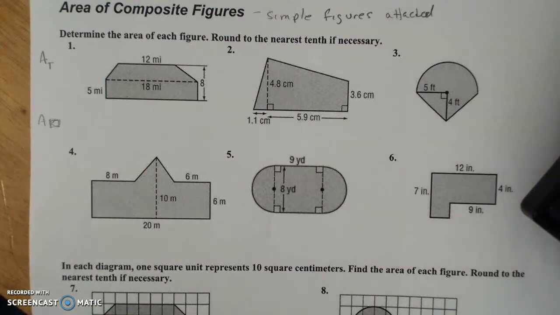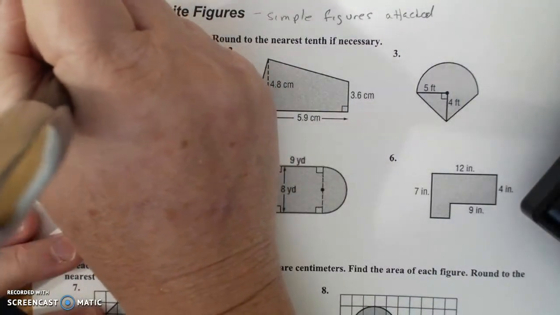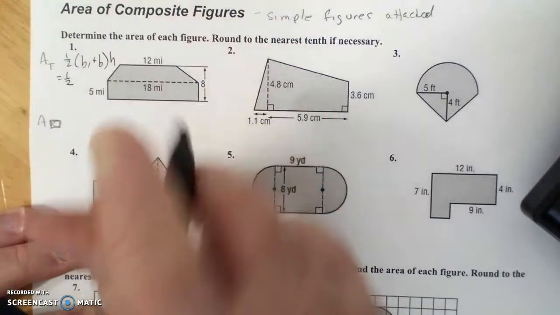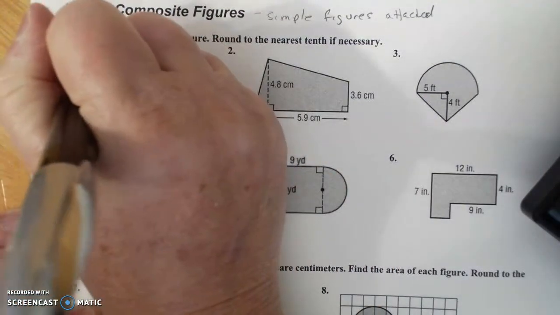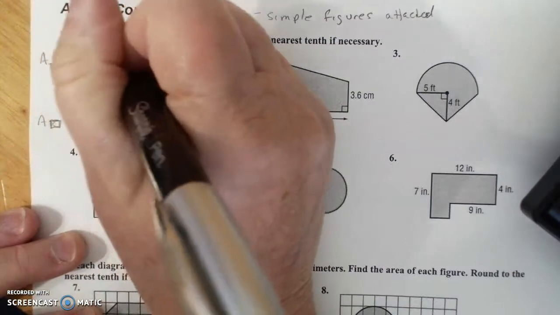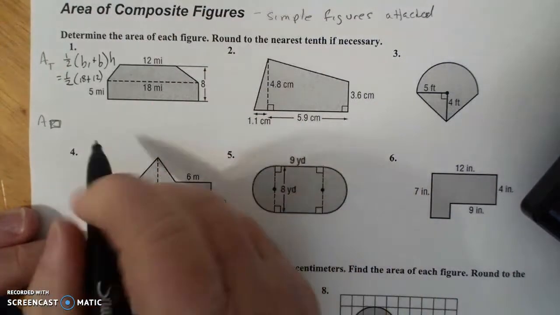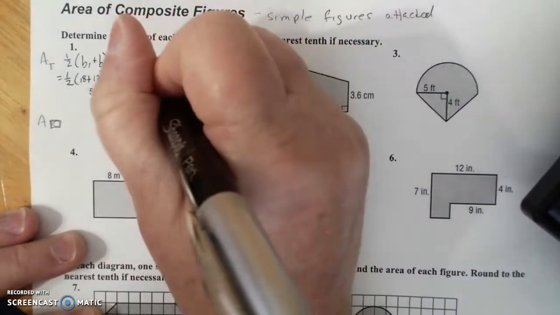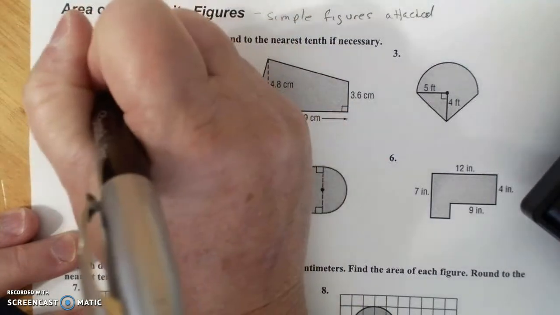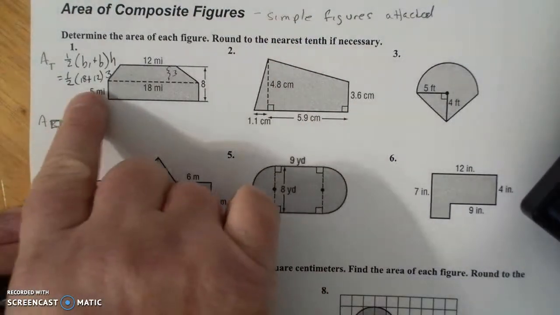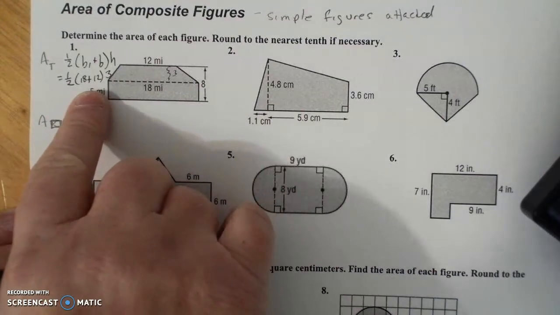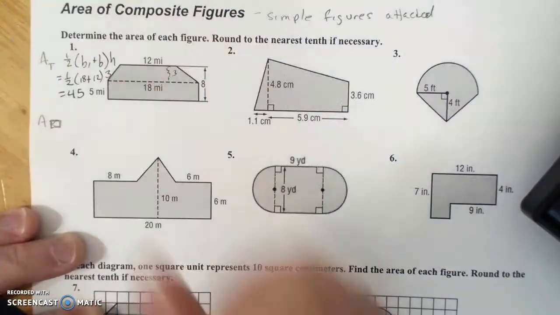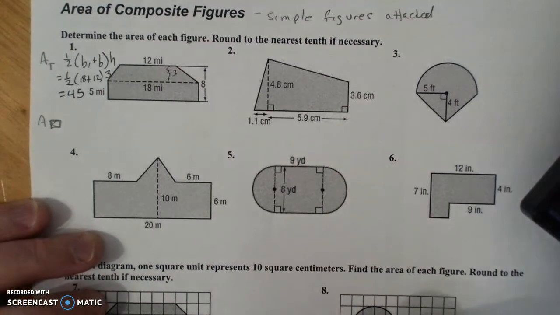So my trapezoid, remember, is 1/2 the average of the bases times the height, which is 1/2, and the base down here is 18, and the base up here is 12, and the height is from the bottom to the top is 8, from the bottom to here is 5, so this has to be 3. And so 18 plus 12 is 30. 30 divided by 2 is 15. 15 times 3 is 45. So the trapezoid is 45.